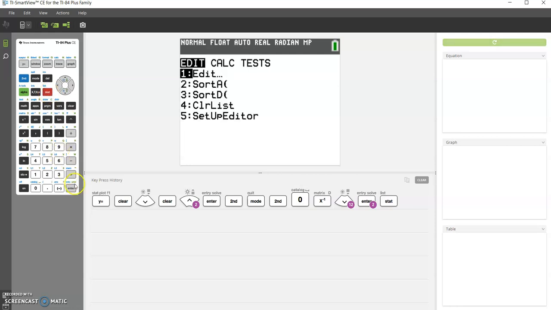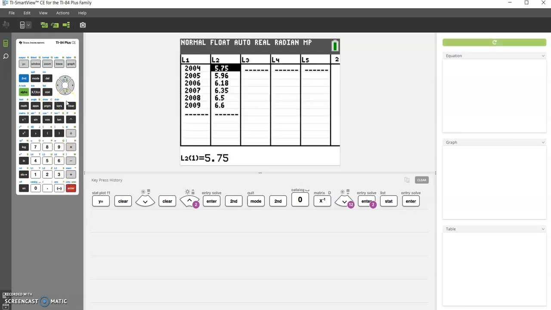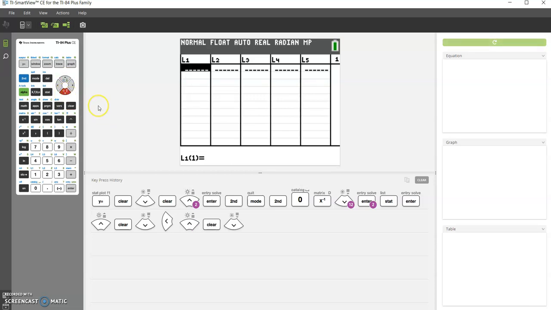So I go to stat, hit enter on edit. You would have your last entries in there already. So to clear that, there's an easy way to do that. You hit the up arrow, and you're up here at L2, and you make sure L2 is highlighted. You hit clear and the down arrow key. Don't hit delete. If you hit delete, you're going to actually delete your L2 column. Then I'm going to right arrow over to L1, arrow all the way up to the top, hit clear and your down arrow key. And that clears it out completely without having to manually go in and delete each value.